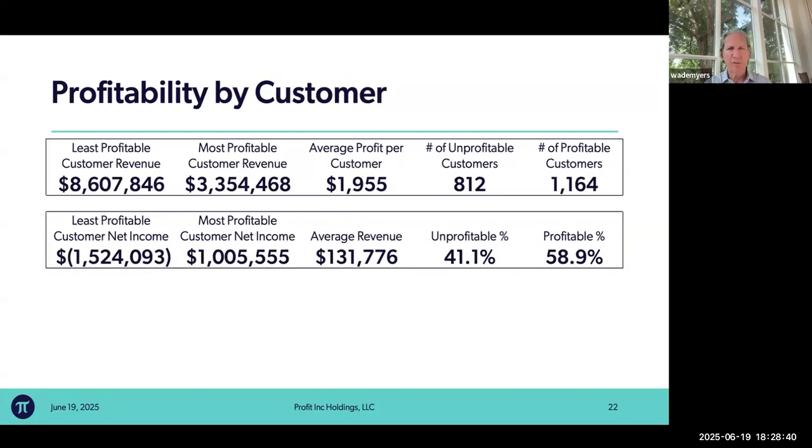Okay, in terms of customers, they had 2,000 customers, just under that. Their least profitable customer was one of their biggest single customers. So their average revenue per customer was only 131,000. Their biggest customer is 8.6 million. They lost $1.5 million on that customer.